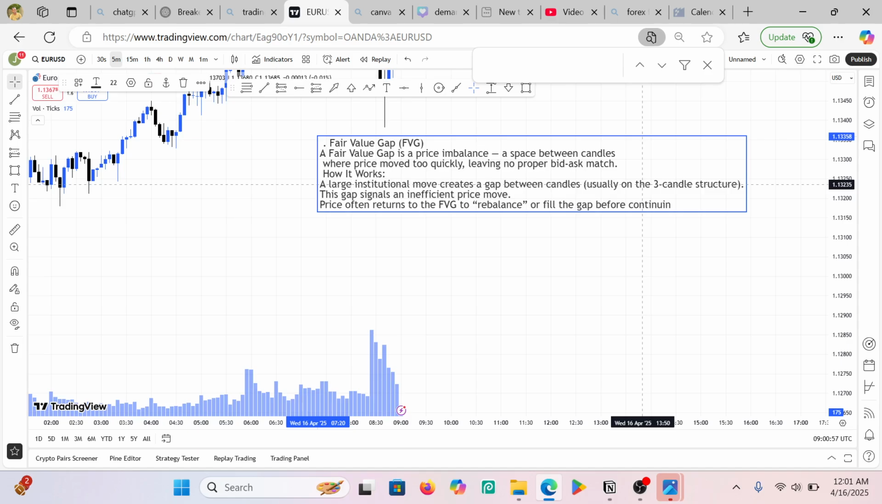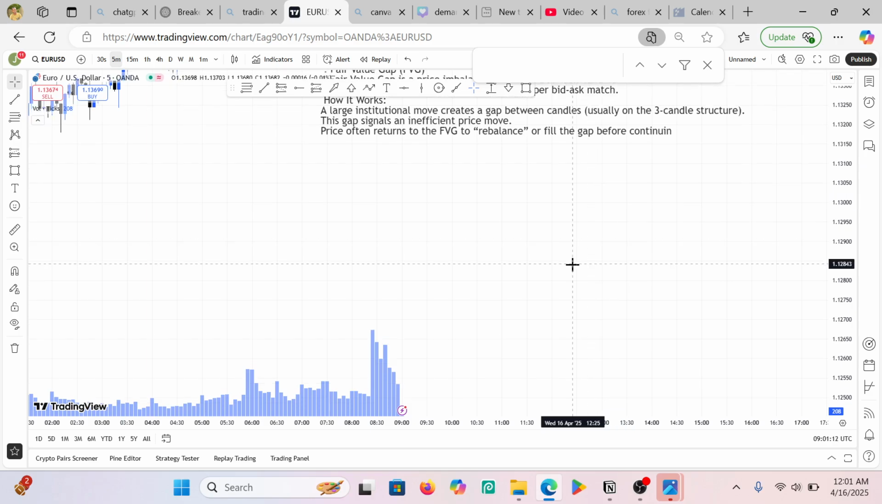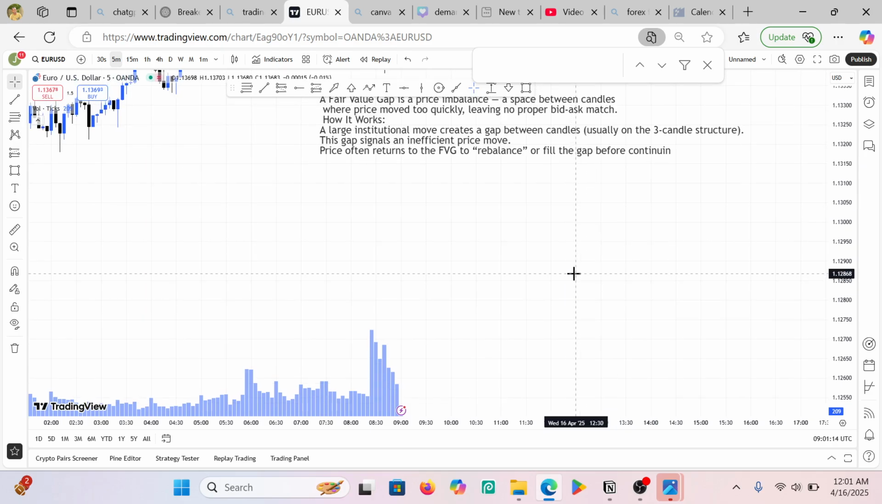The gap signals an inefficient price movement. The price returns to the fair value gap to rebalance or fill the gap before continuing in its direction. I'm going to show you on the chart how we identify it, but let's first do a diagram.